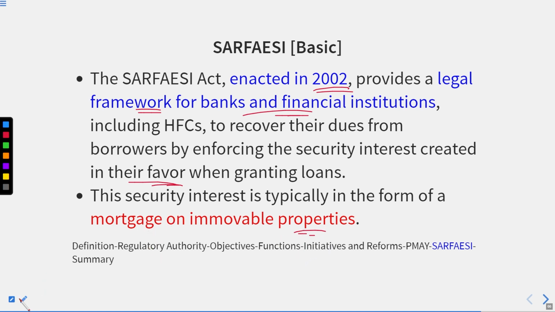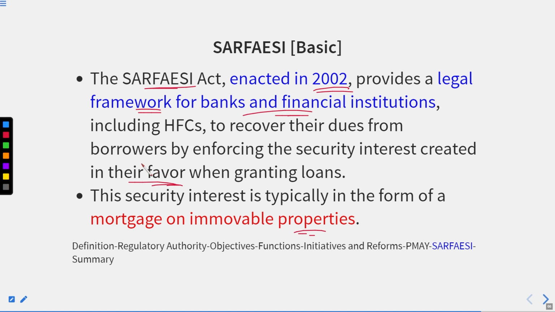So what we have seen here is that SARFAESI basically gives the legal provision. Suppose I have a land, and the land is in my name. I have submitted it with the bank against a rupees 50 lakh loan. In case I default, legally the owner of the land is me, unless I am bound by some legal force with the bank that in case of default, the bank will take over the ownership of that land so that the bank can sell it and recover the money. So this is done by SARFAESI.